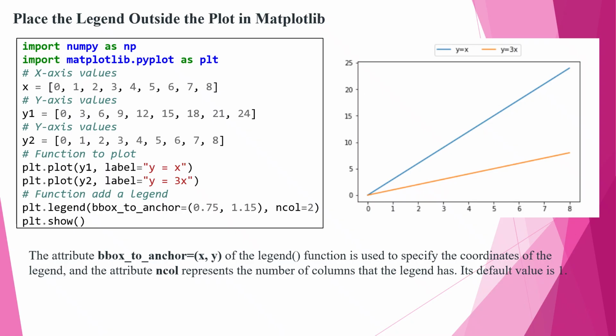The ncol parameter specifies that the legend should be displayed in two columns, making it more organized when multiple labels are present. Finally, plt.show is used to display the plot. This approach improves readability and allows better control over the placement of the legend.